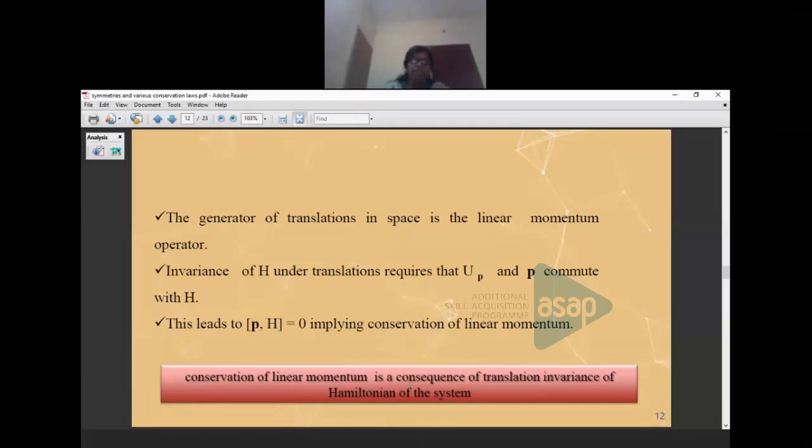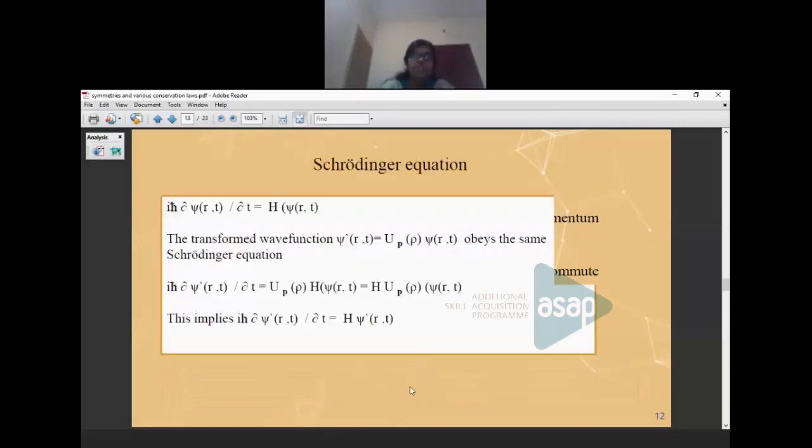So we will make a statement, because once we have done this analysis, we made a statement: conservation of linear momentum is the consequence of translational invariance of the Hamiltonian. Okay? So again, now this is not enough. We need to check whether this works, because if you are using a unitary operator, it should work for the Schrodinger equation, the fundamental. Let us check whether this is working. So this is our original equation.